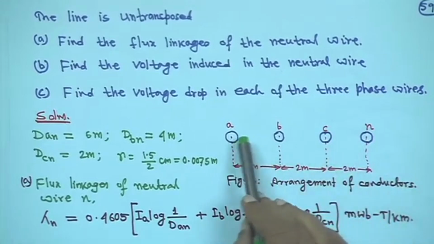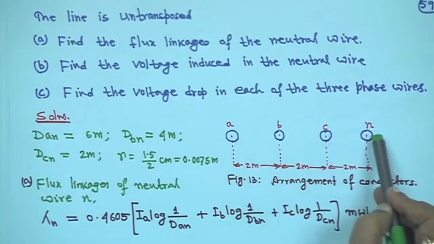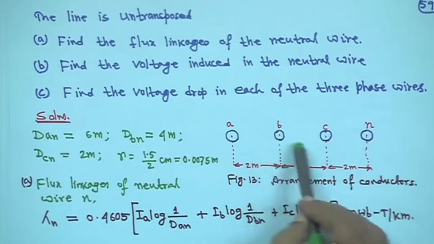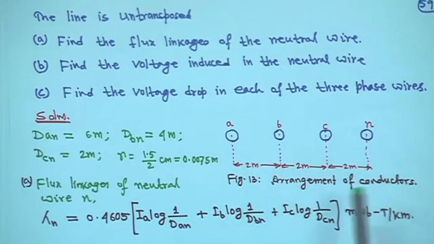So, 3 phases A, B, C, carrying currents IA, IB, IC, and this is the neutral. The distance between these conductors, phase to phase and phase to neutral, remains 2 meter, 2 meter, 2 meter. So, this is the arrangement of the conductors.